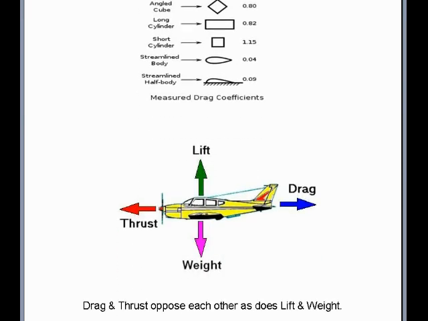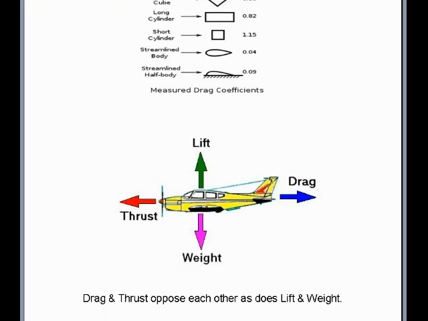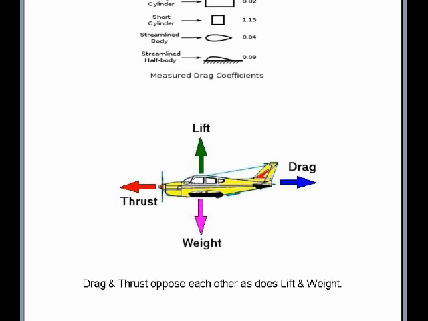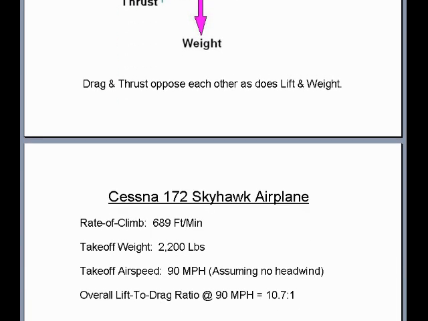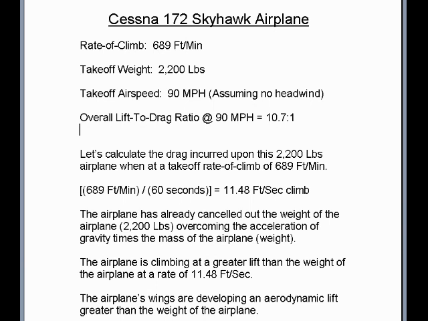The four force vectors acting on an airplane while in flight are thrust, drag, lift, and weight. Drag and thrust oppose each other, as do lift and weight. We'll be focusing on the Cessna 172 Skyhawk airplane.